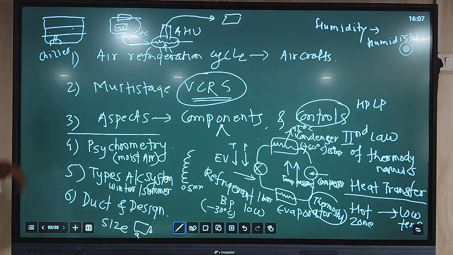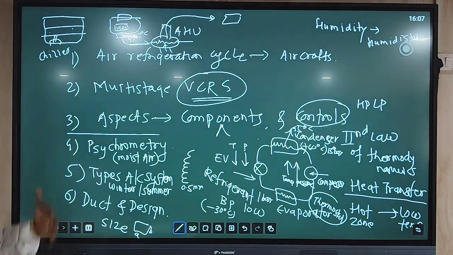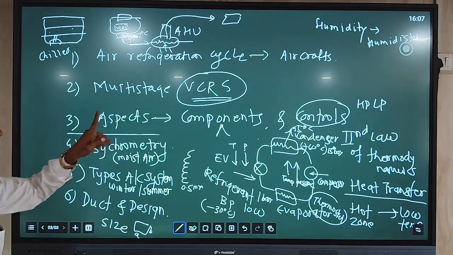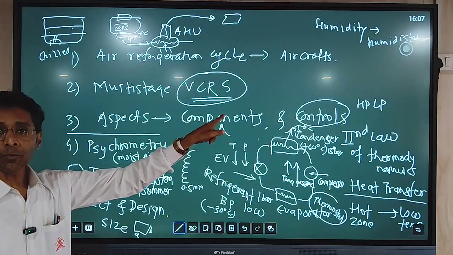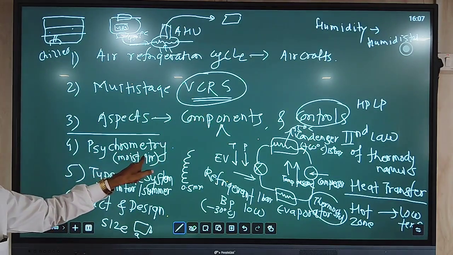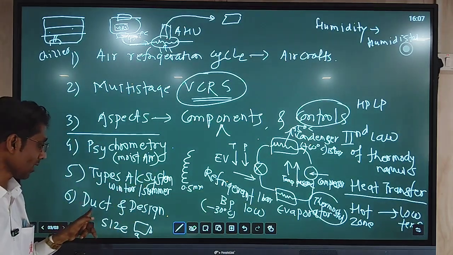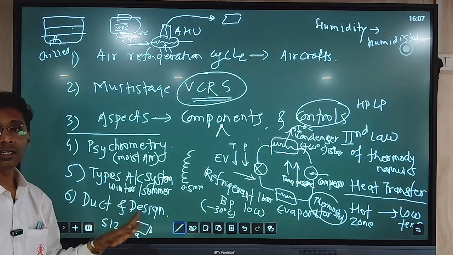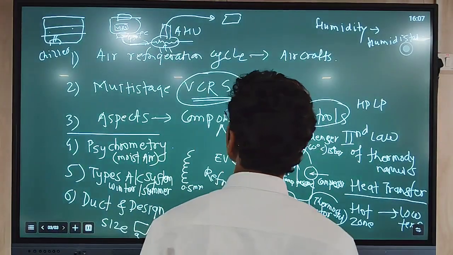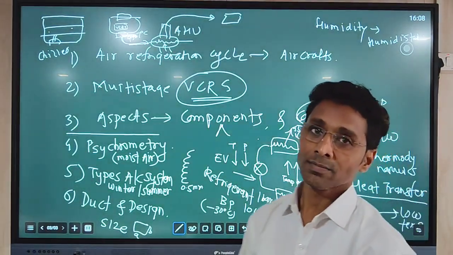So in this way, the HVAC subject or syllabus contains these six units: air refrigeration cycle, multi-stage, study of components and controls of the HVAC, study of air, that is psychrometry, types of air conditioning systems, and finally duct and duct design. So here we will stop. This was the overview of the HVAC and R. Thank you.